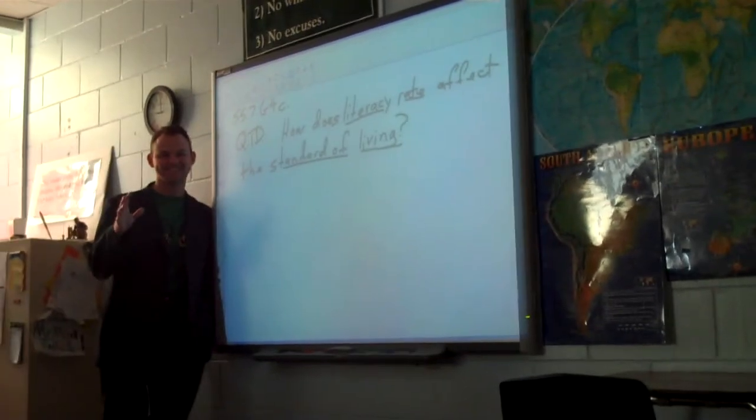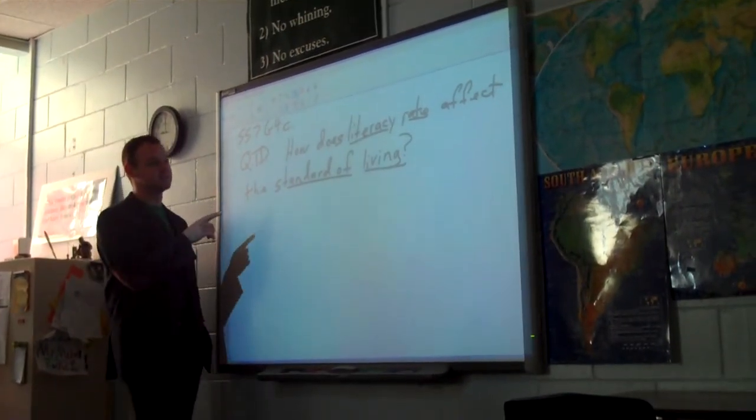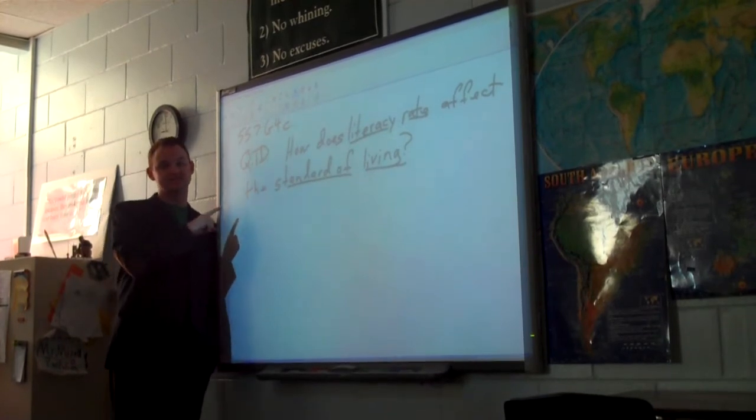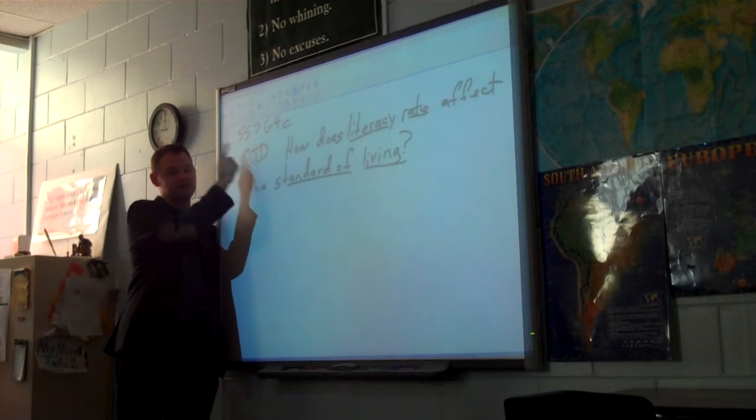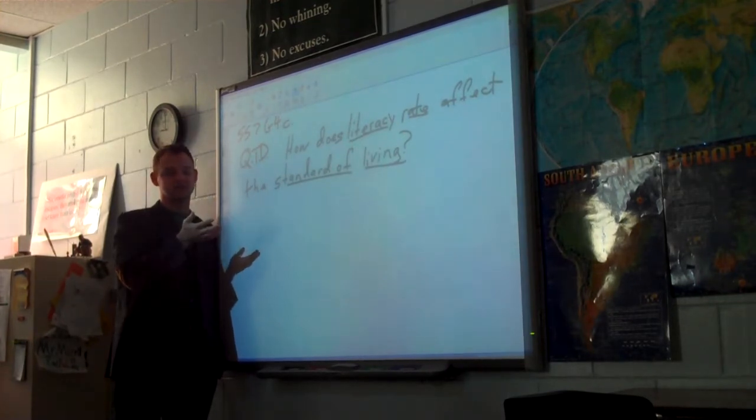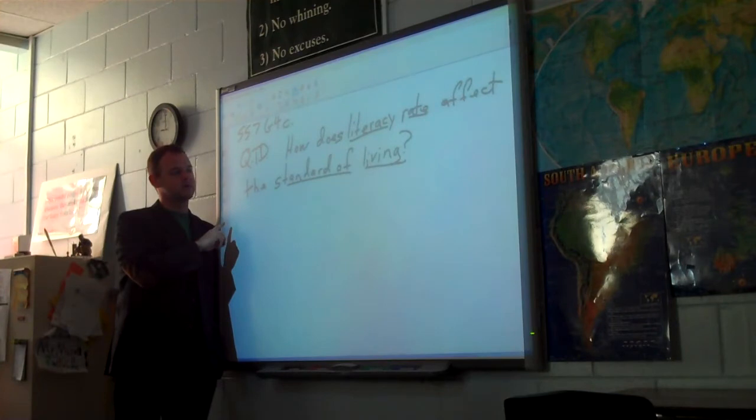In the frame? Okay. So the first thing you need to know is, how does literacy rate, this is a QTD. For anybody that's never seen a QTD before, that stands for question of the day. Of course, you don't abbreviate conjunctions, prepositions in a phrase like that. So question of the day, or your QTD, is, how does literacy rate affect the standard of living?